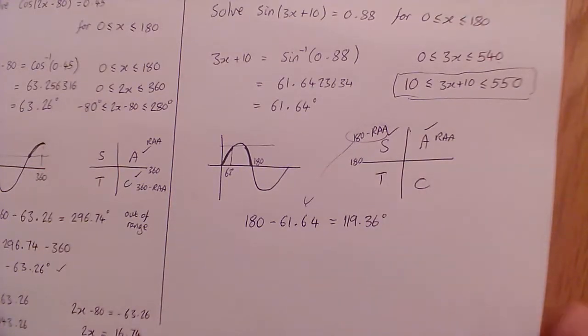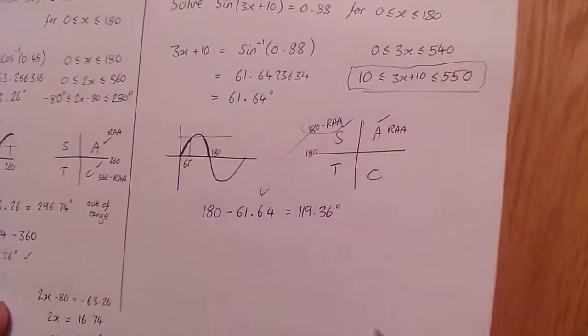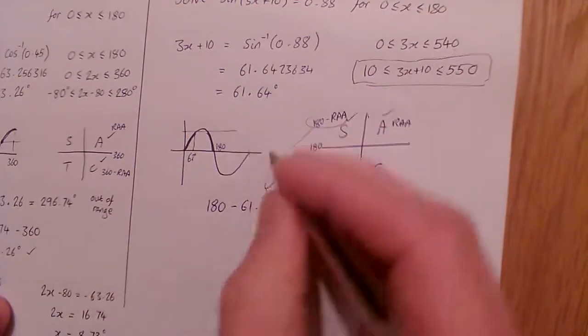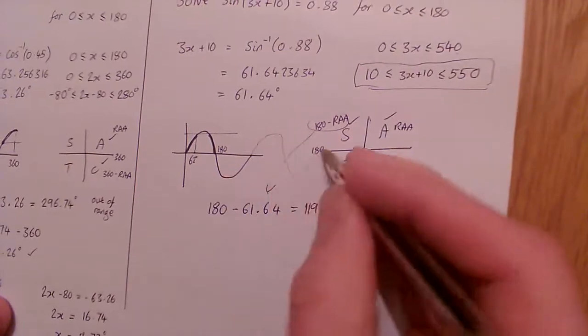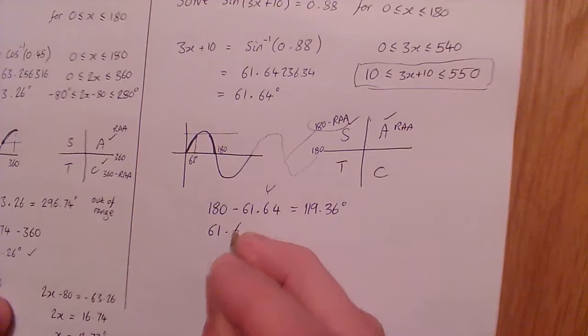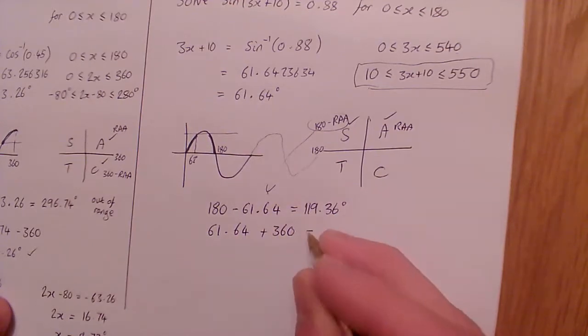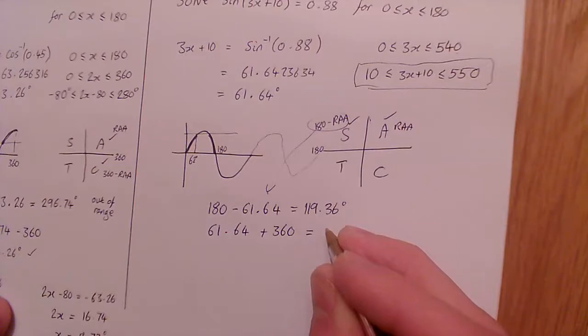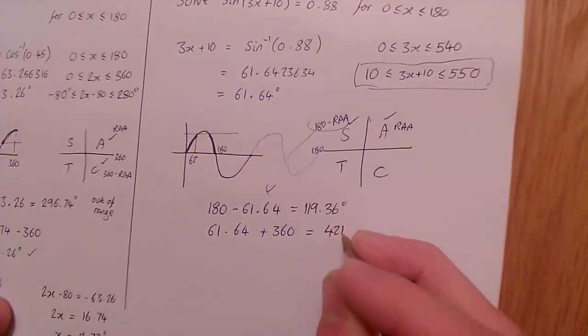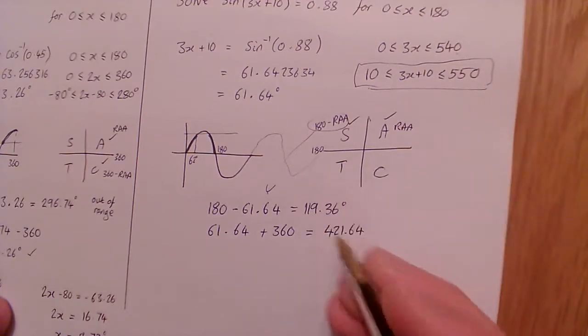Are there any others? That's our next check. Well, this one and this one definitely fit between 10 and 550. But the sine graph cycles every 360. So let's try 61.64 plus 360 degrees. What would that give us? Well, that would give us 421.64. That's still within our range.